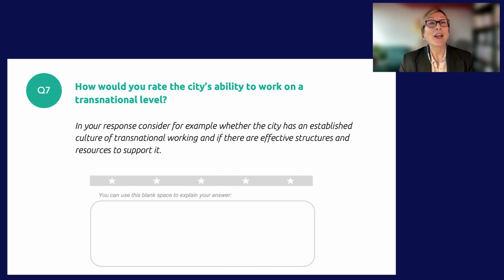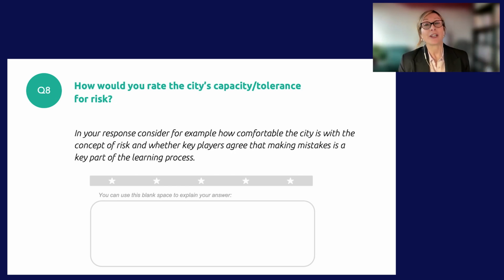Question 7 focuses on your urban authority's ability to work on a transnational level. You can reflect on whether your urban authority has a culture of transnational cooperation and whether there are structures and resources in place to support working on a transnational level.